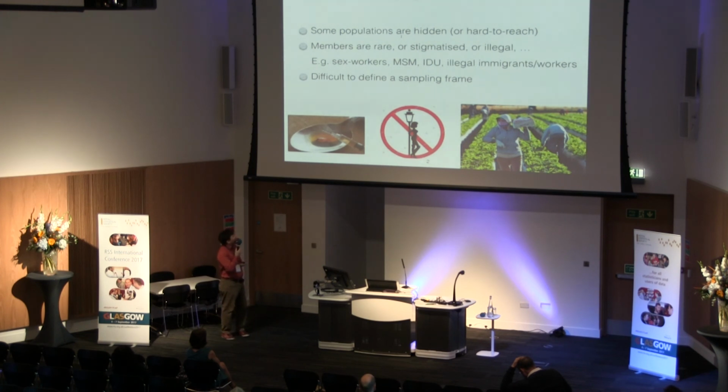So, for example, we have sex workers, MSM. I should say that this is men who have sex with men. I remember the reviewer didn't like this term, but that's the standard term in public health. You have illegal immigrants and unregulated workers, so there's plenty of populations that are difficult to sample using the regular methods. And essentially in these populations, it's difficult to define a sampling frame.